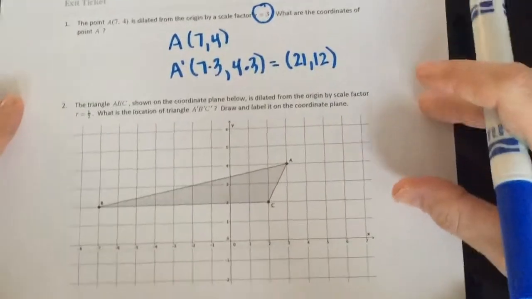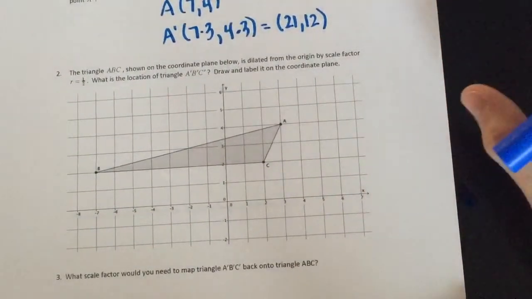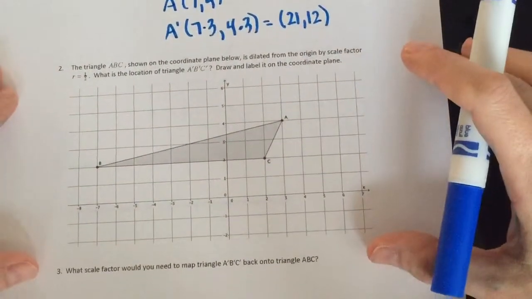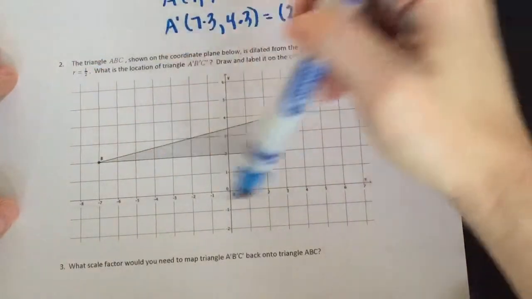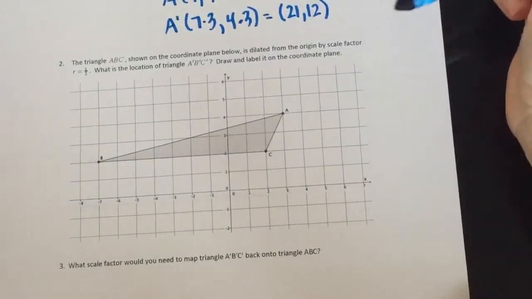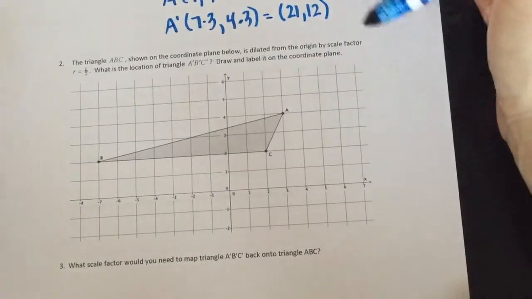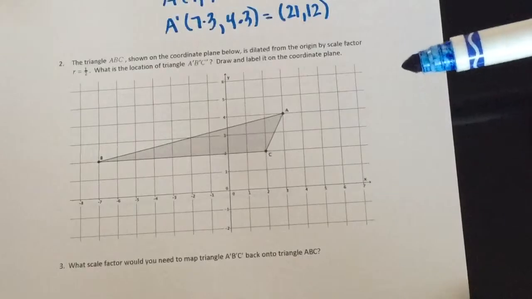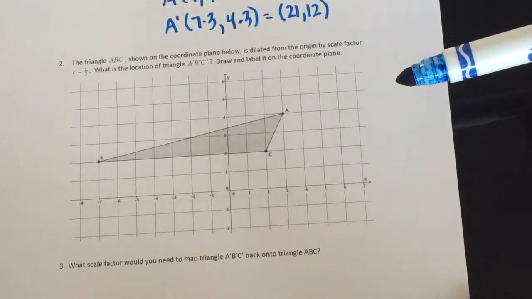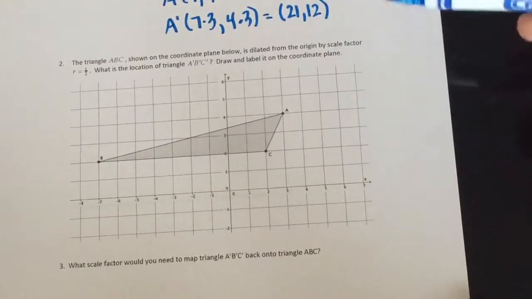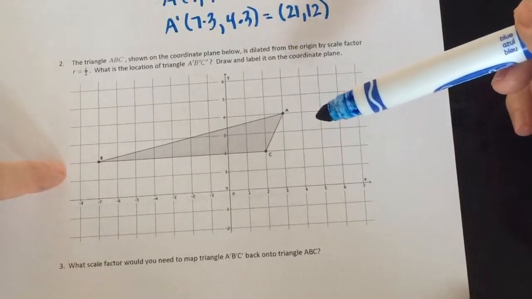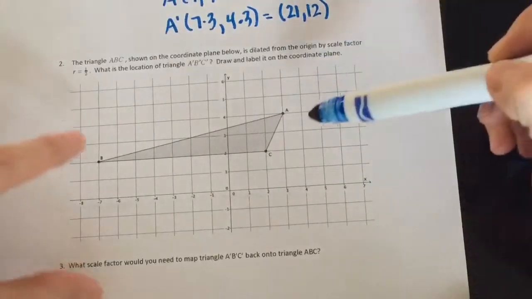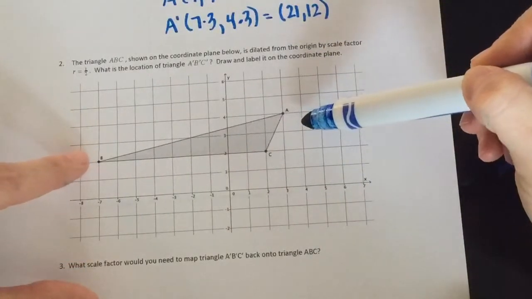Question 2 is completely unrelated to any points or any values in number 1. It's a completely separate question. It says that the triangle ABC, shown on this coordinate plane, is dilated from the origin by a scale factor of 1/2. So what is the location of A prime, B prime, C prime? Okay, this is dilated by 1/2.